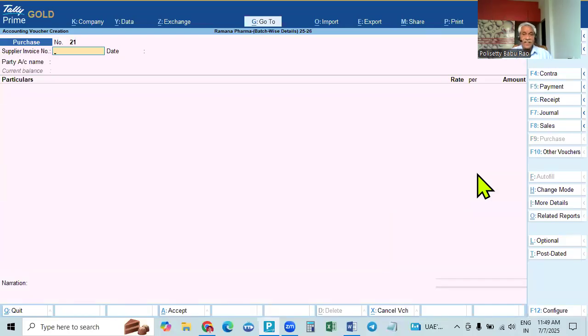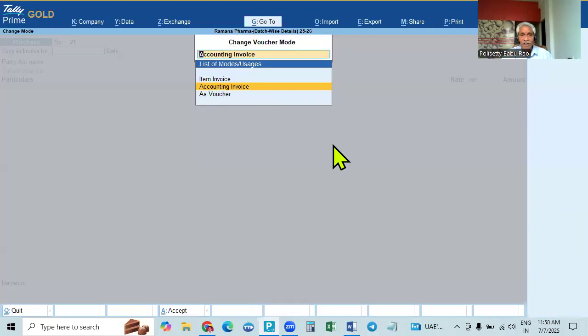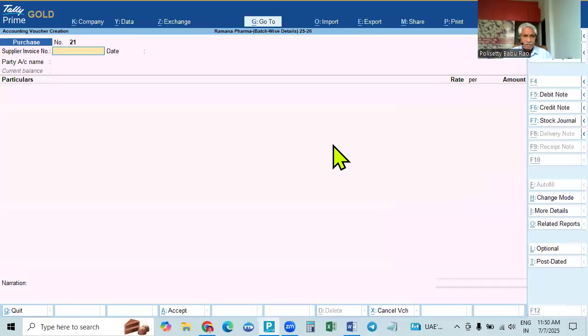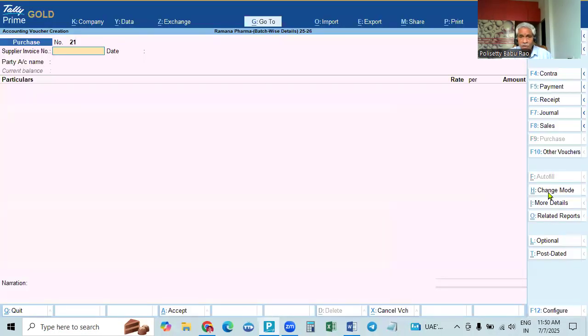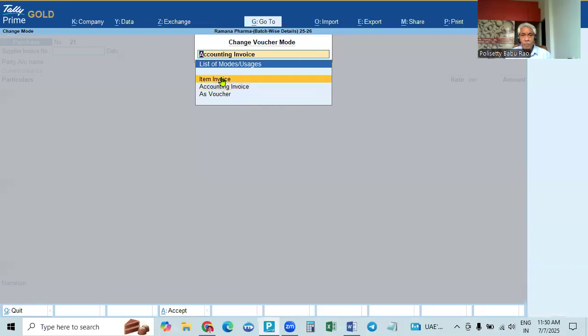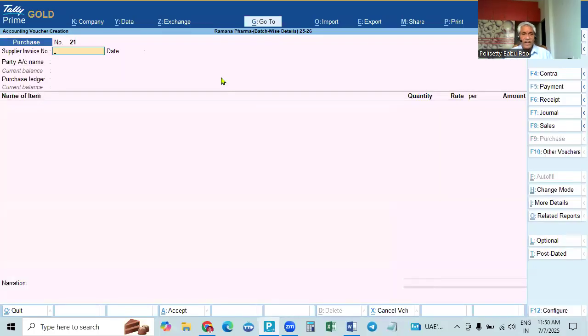Purchase, F9, Purchase. See, if you have already entered any service transaction, in that case we will enter the service transaction with accounting invoice mode. But now here we are dealing with goods, so we have to change the mode. We have to change it to item mode, stock item mode.